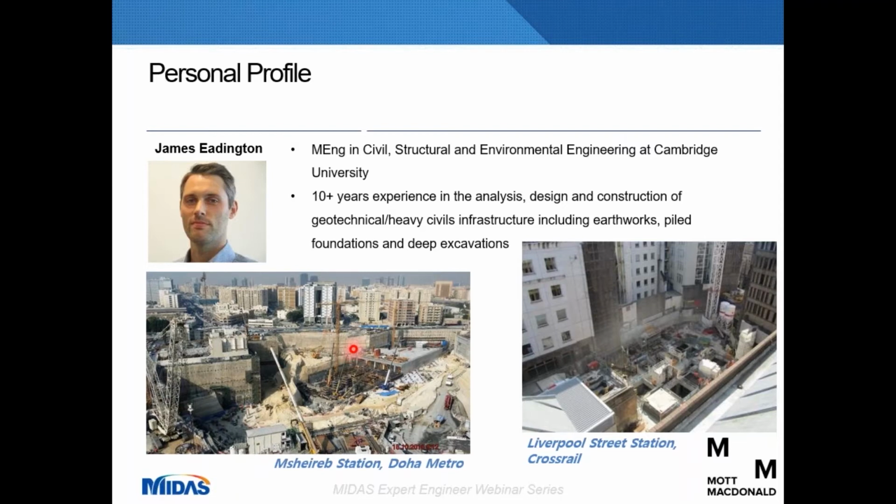The one on the left is Mushrab Station, which is the main interchange station on the Doha Metro. And on the right, I'm sure most people are familiar with the Crossrail project through the centre of London.